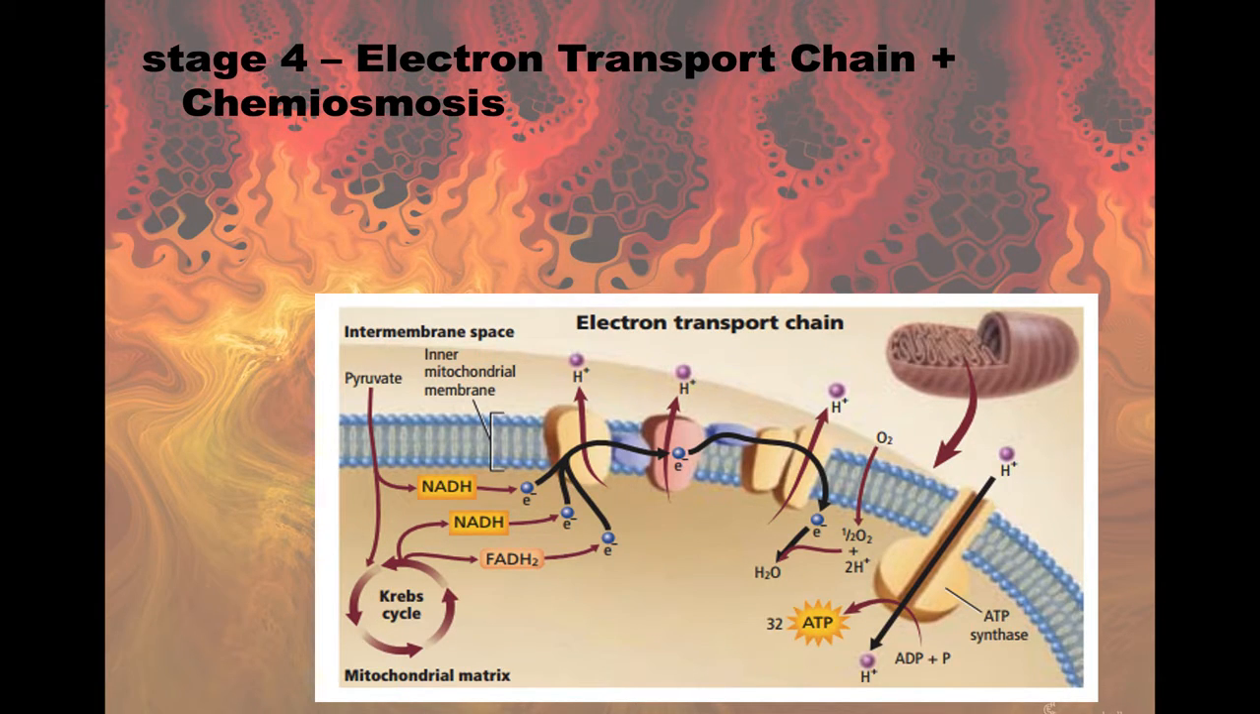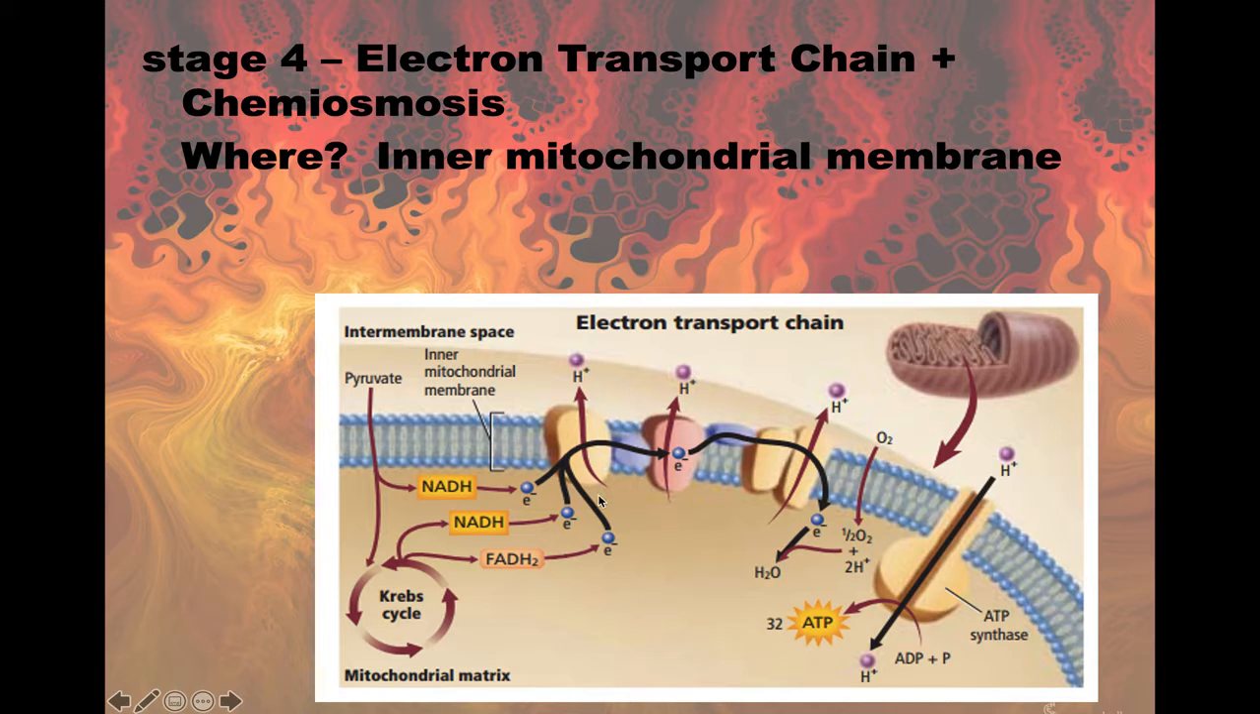So speaking of the last stage, stage 4 is the electron transport chain in a process called chemiosmosis. And this occurs in the inner membrane of the mitochondria. So the mitochondria has this outer membrane, and then it has this little foldy thing inside here. It looks like a little membrane origami going on there. That's where this reaction is happening.